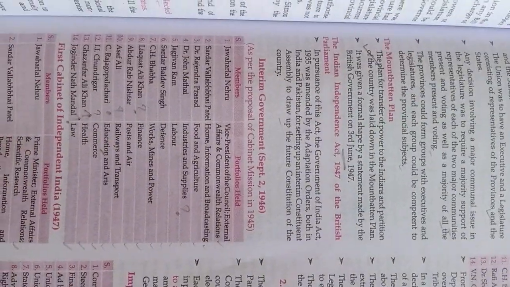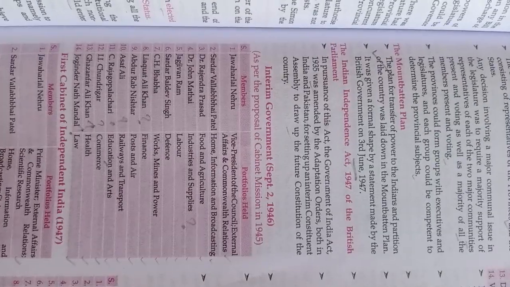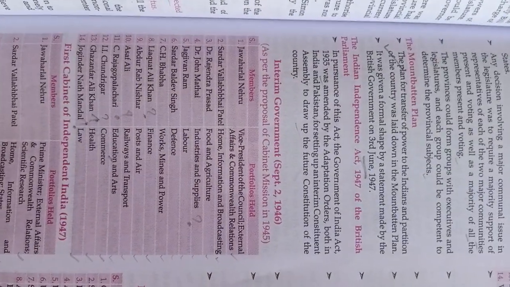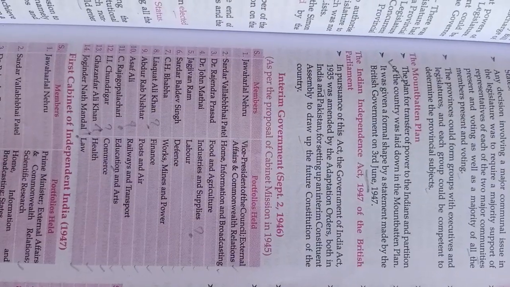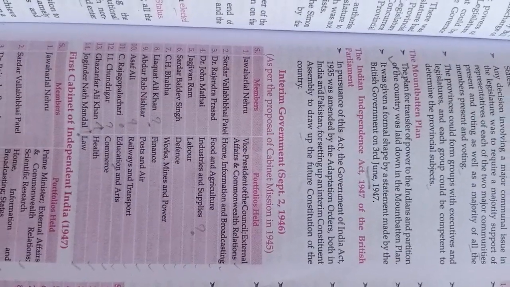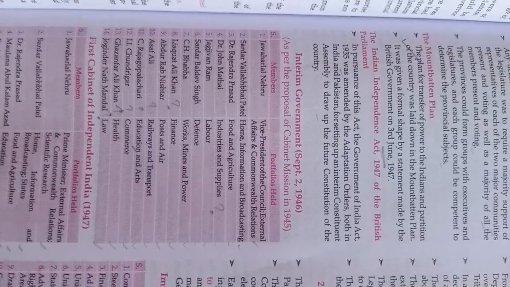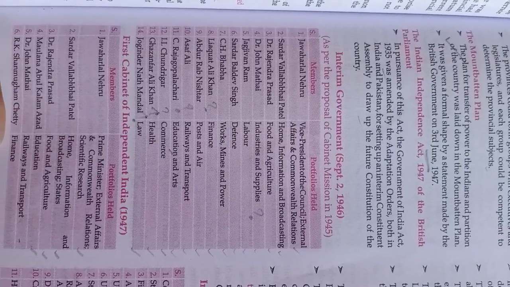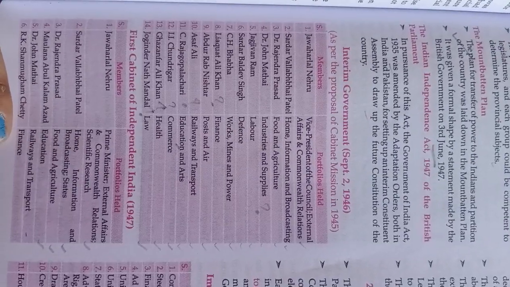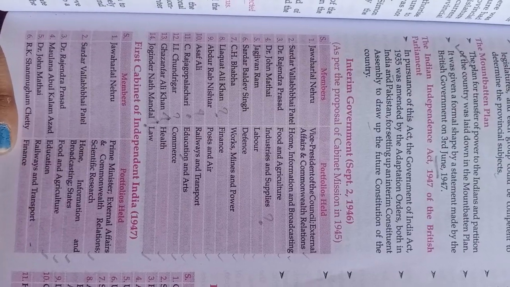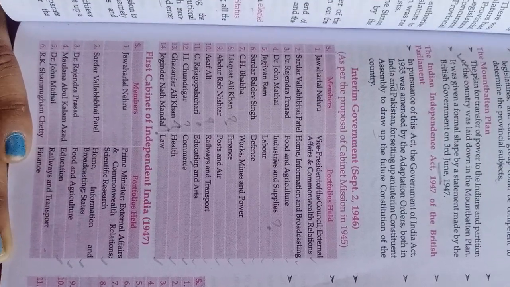The Mountbatten Plan. The plan for transfer of power to the Indians and the partition of the country was laid down in the Mountbatten Plan. It was given a formal shape by a statement made by the British government on 3rd June 1947, and the Indian Independence Act 1947 of the British Parliament. In pursuance of this act, the Government of India Act 1935 was amended by adaptation orders both in India and Pakistan for setting up an interim constituent assembly to draw up the future constitution of the country.